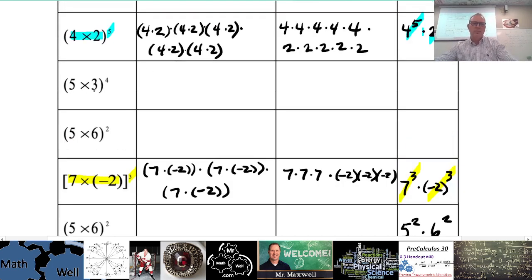What's this one? 5 times 3 all to the power of 4. This is going to be 5 to the power of 4 times 3 to the power of 4. Excellent. Okay, you're getting it. All right, so let's move on.